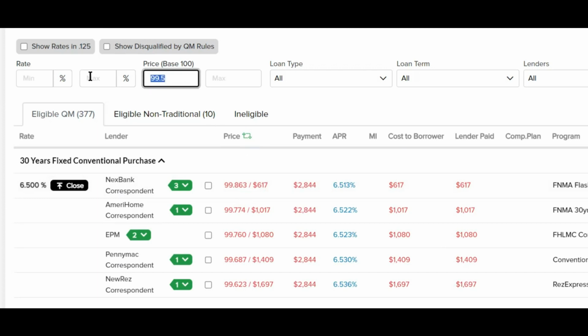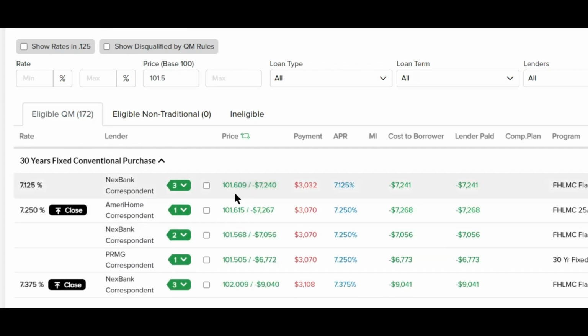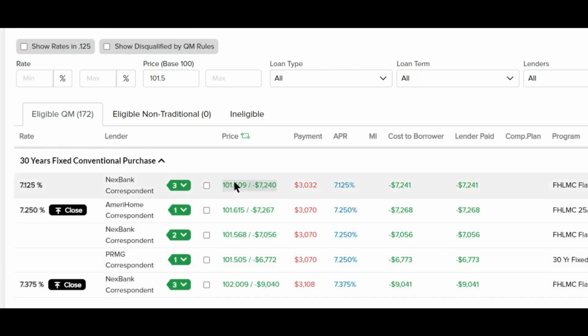And again, if you had a 2% comp plan, maybe you get to that 1.5%. And now I'm looking at that level and I'm going, okay, let's get up to that 2%. Well, right here is 2% at Next Bank again, 102.009. That's essentially your exact comp plan. So you could give someone a 7.375 rate and they'd be getting a tiny little bit of a credit, or you could give them 7.125 and they'd be getting charged 41 or 40 basis points or 39 basis points, whatever you want to say. Okay, hope that all makes sense.